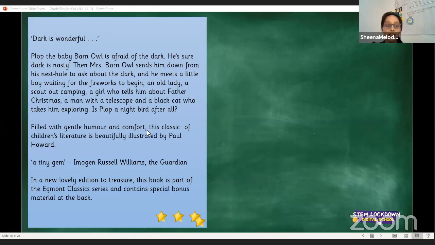The lovely new edition, apologies, I'll read that again. I missed a word. A lovely new addition to Treasure, this book is part of the Egmont Classic series and contains special bonus material at the back. That means it's a series of books, so there's going to be more. It also means that it's got special activities or things at the back. I'm not going to tell you what it is. You get the book and you find out.